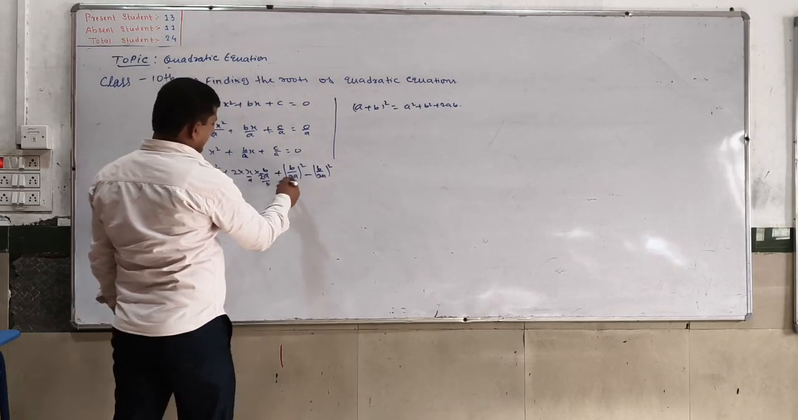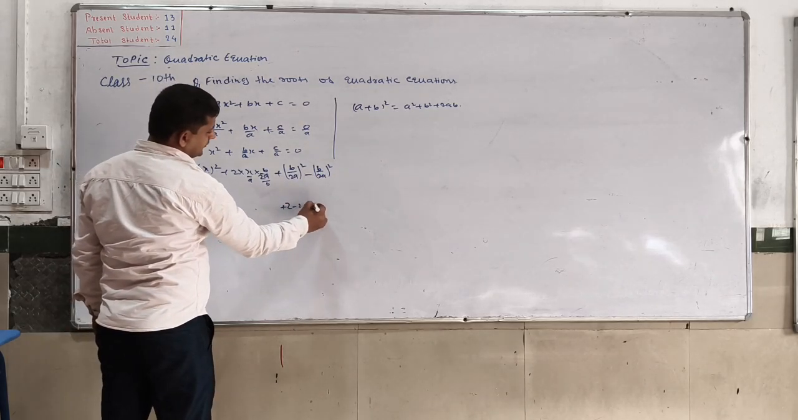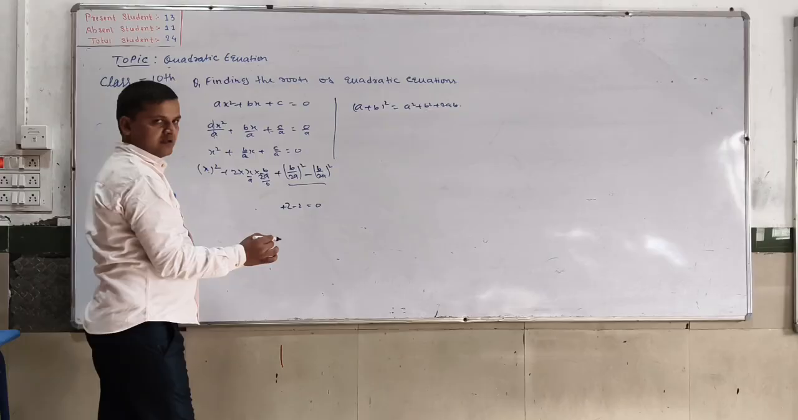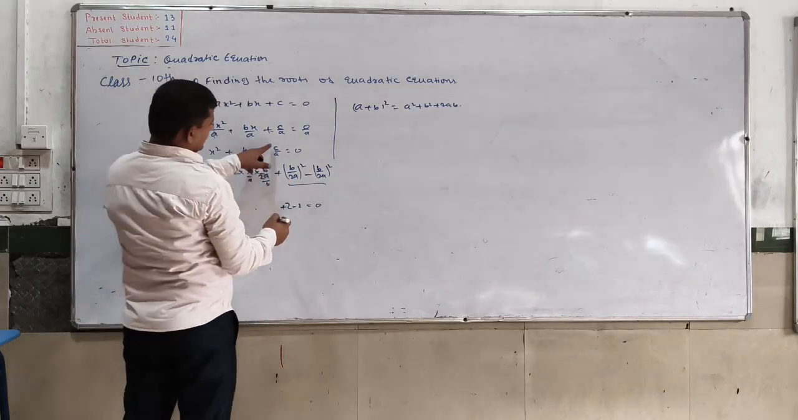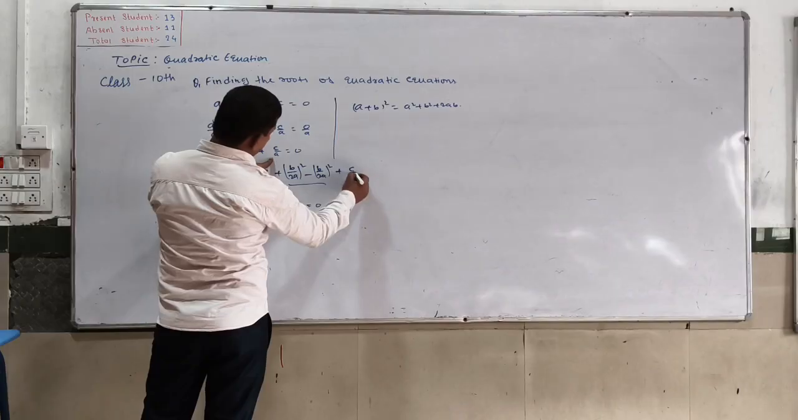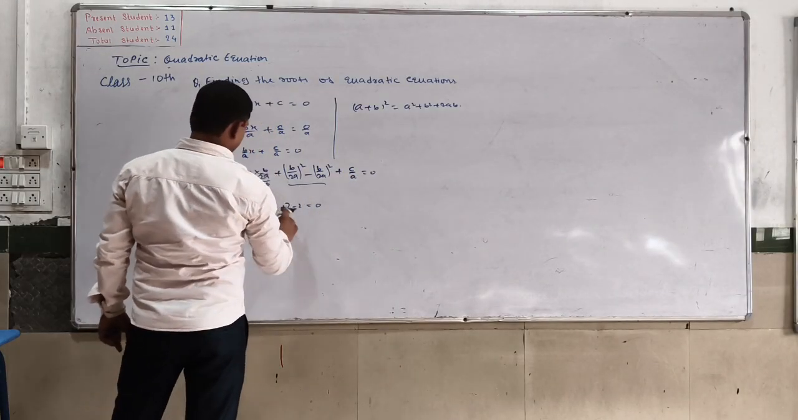So we get the same value, because 2 plus 2 minus 2 is equal to 0. This means the same thing; it is 0. And the remaining part is c upon a. So we write c upon a is equal to 0.